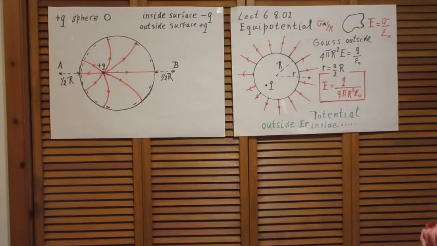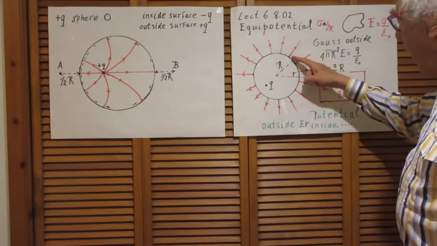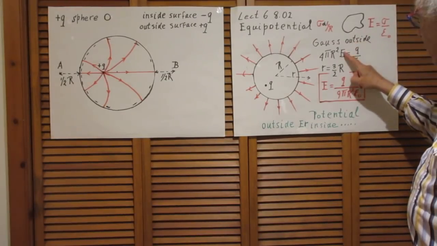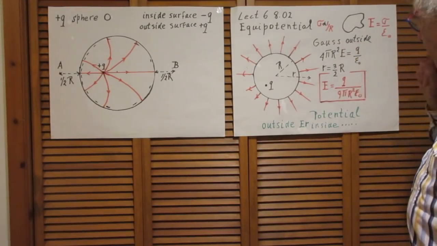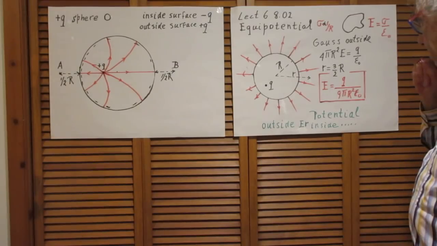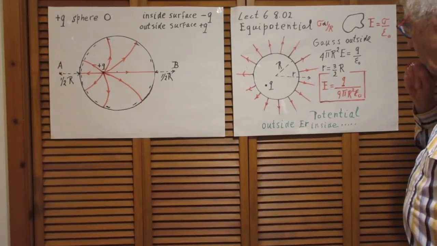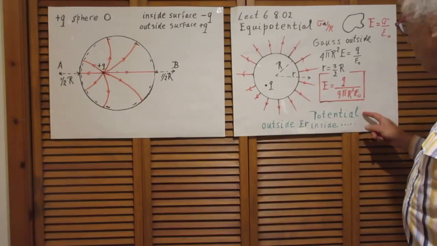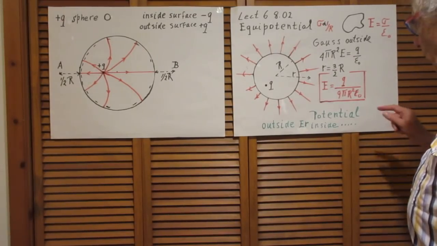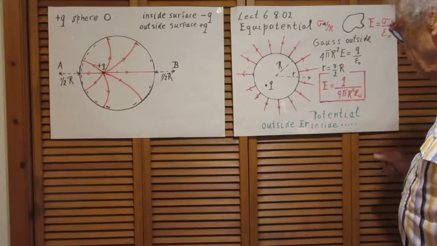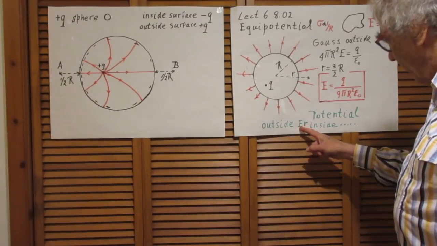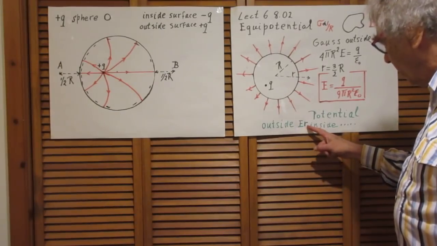On another issue, now that I'm at it, as long as you're outside the sphere, the electric field falls off as 1 over r squared. Not inside, but outside. And the electric potential falls off as 1 over r, because you have to multiply the electric field at position r times r.